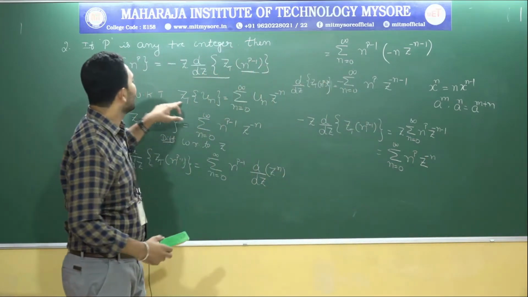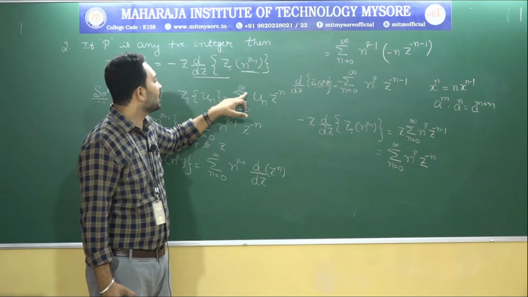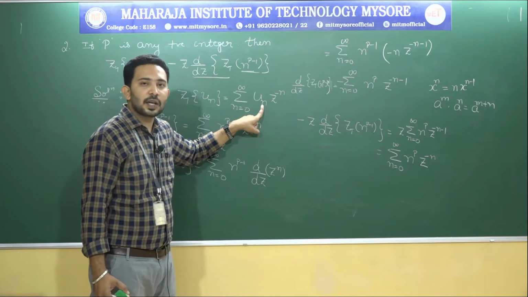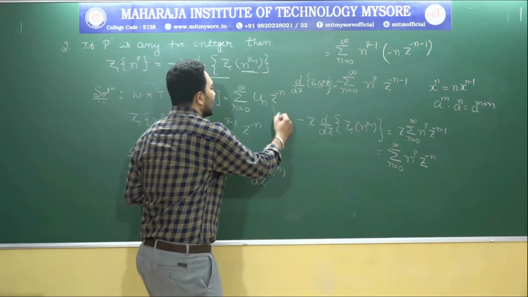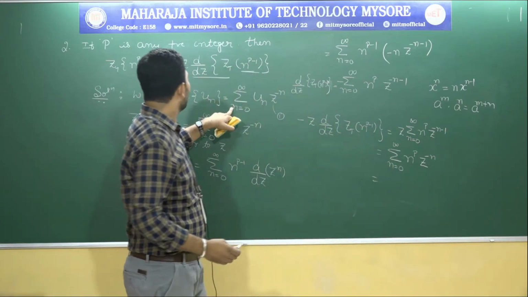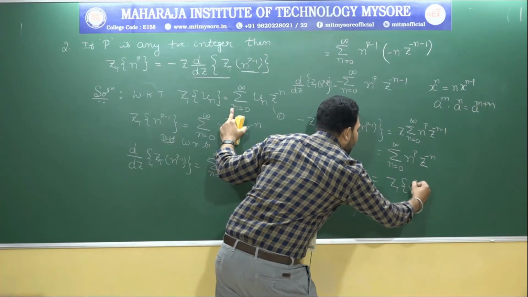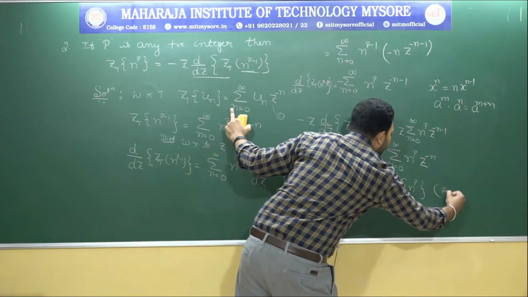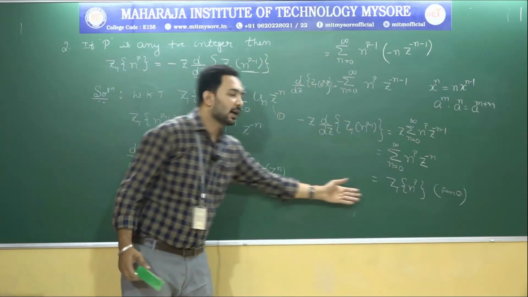See the definition of z transformation. Z transformation of un is summation n equals 0 to infinity un into z power minus n. So I'll take this as equation 1. I can write by using equation 1 this as z transformation of n power p. So this is the required result.